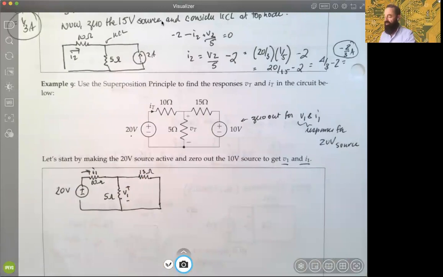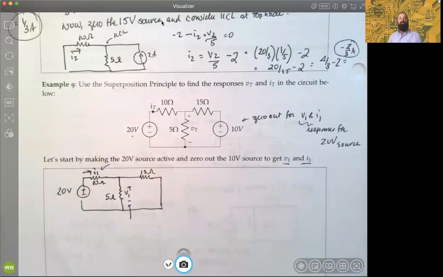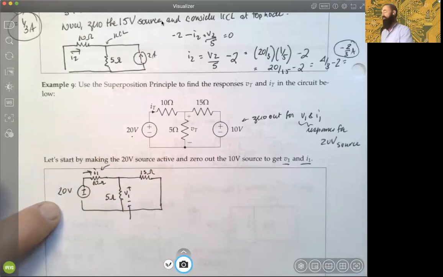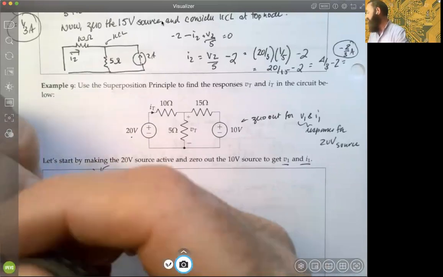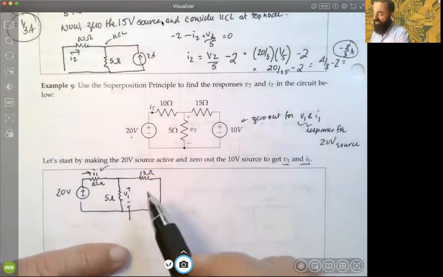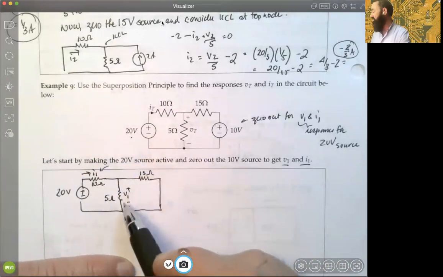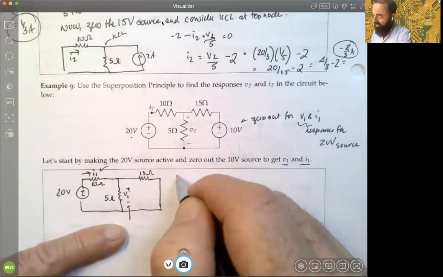So this is the important part right here. Now, those are the appropriate labels that we need to use to get those responses associated only with this one independent source. So let's try to do some equivalents here and get this thing a little bit simplified. What relationship do we have between resistances? Looks like clearly the 5 and the 15 are in parallel.